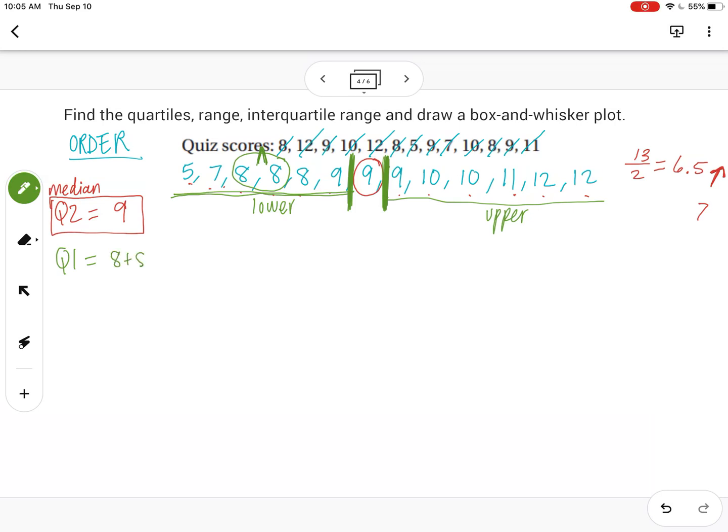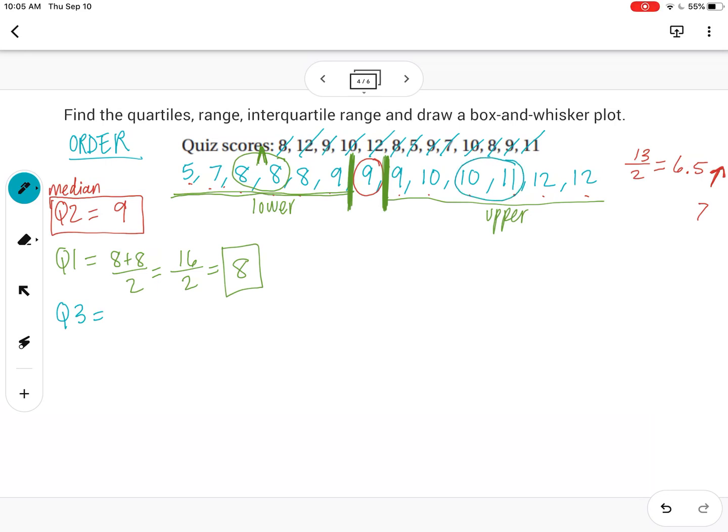Of course, this is going to be an obvious one. Anytime you have the same value, it's going to be obvious that same value is in between, but I'm going to prove it to you with work. So 8 plus 8 is 16. We divide that by 2 to get 8, and 8 is our quartile 1. We're going to use the same process over on the right, our upper half of the data set, to find our quartile 3, which is the median of the upper half.